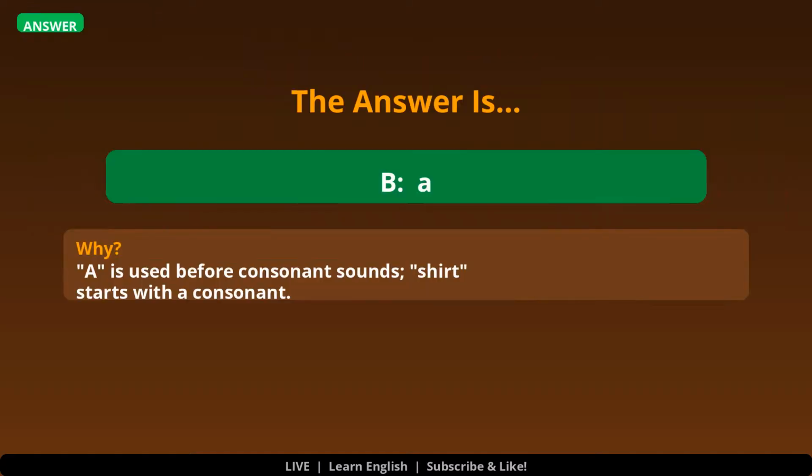And the correct answer is option B, A. A is used before consonant sounds. Shirt starts with a consonant. Great job if you got it right.